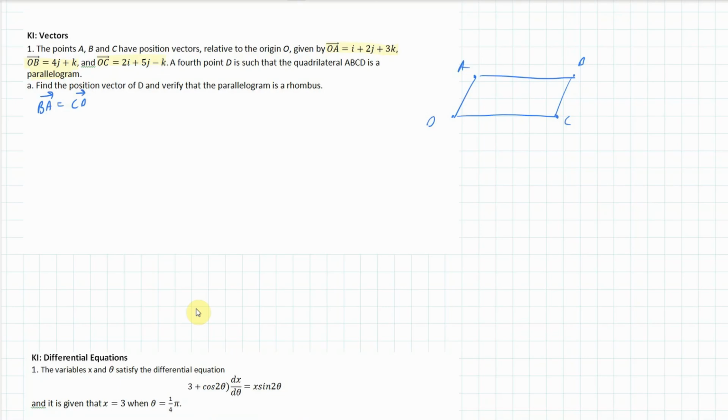If it's a parallelogram. So first of all, I'm going to say what BA is. So BA should be equal to B to O plus O to A, or A take away B, right? So when we do that, we get i, and then we've got 2j take away 4j, so it should be minus 2j. And then looking at our k's, 3 take away 1, so it's just plus 2k. Now, if that's what B to A is, therefore, C to D should be the same.